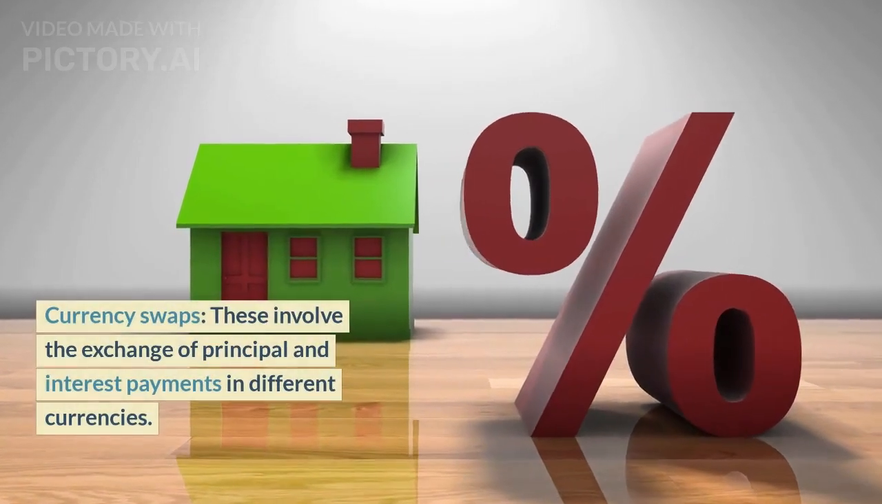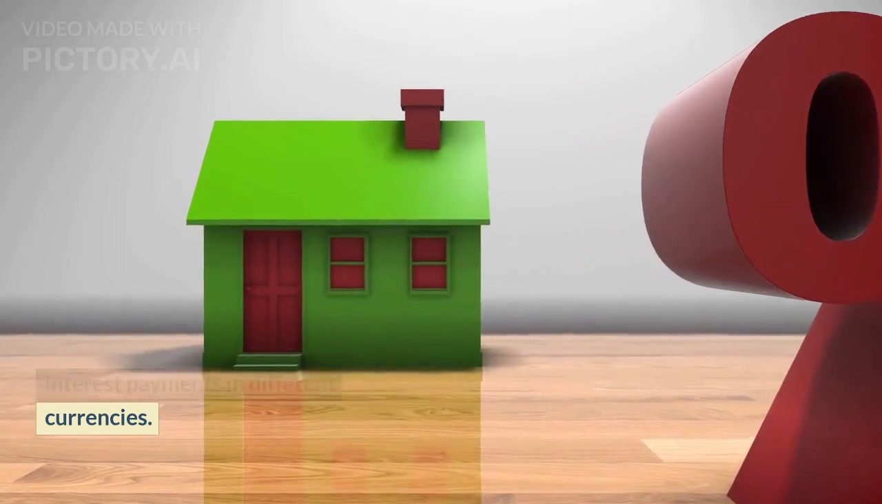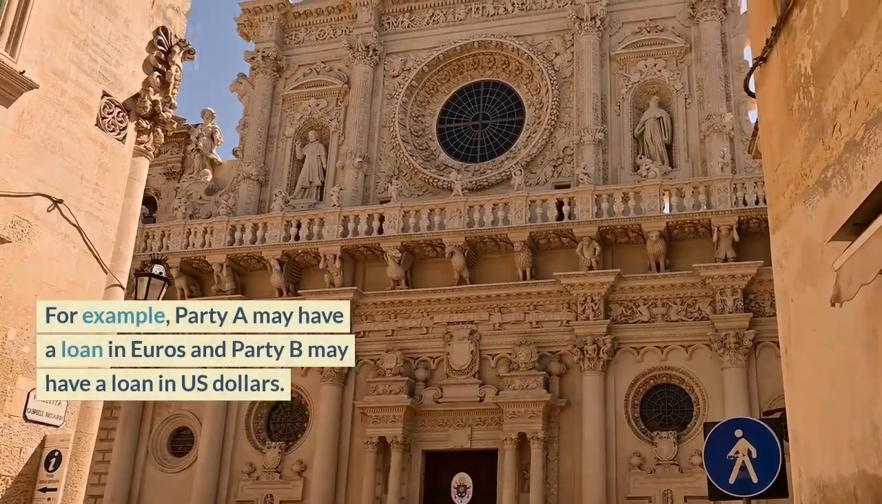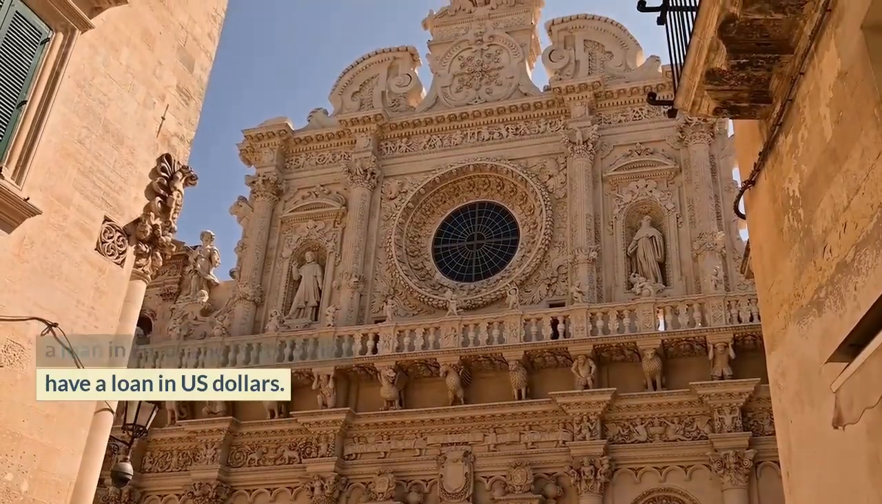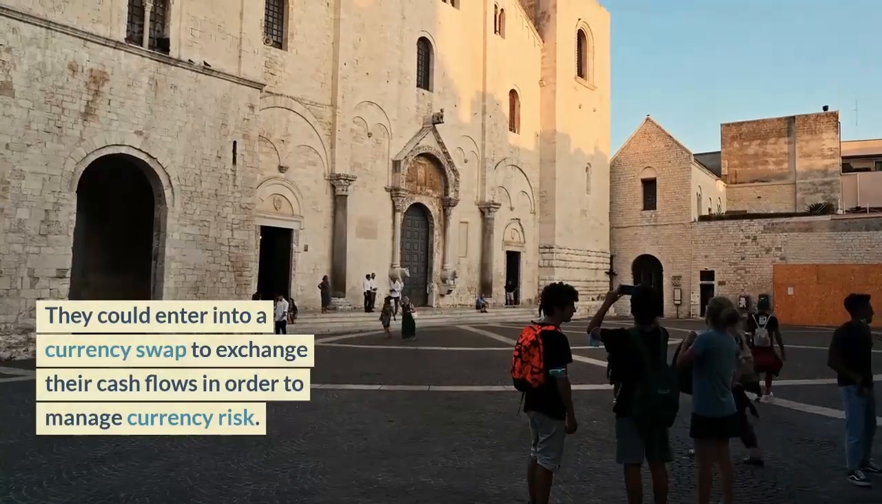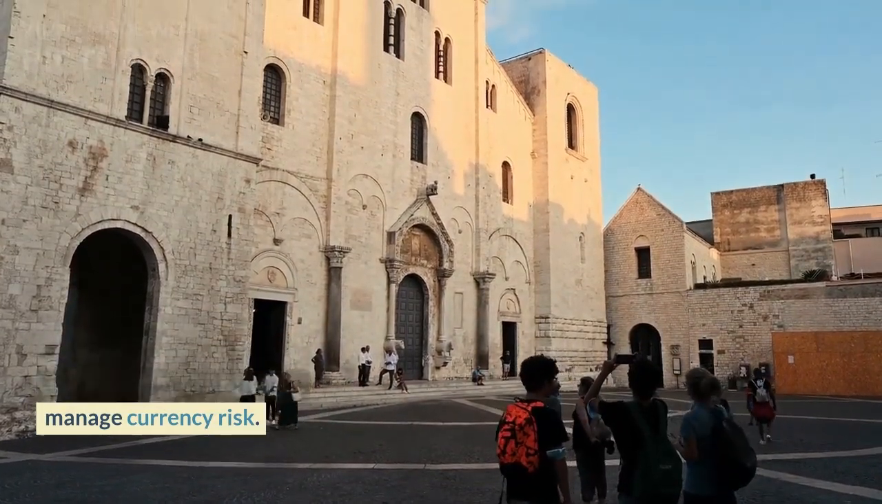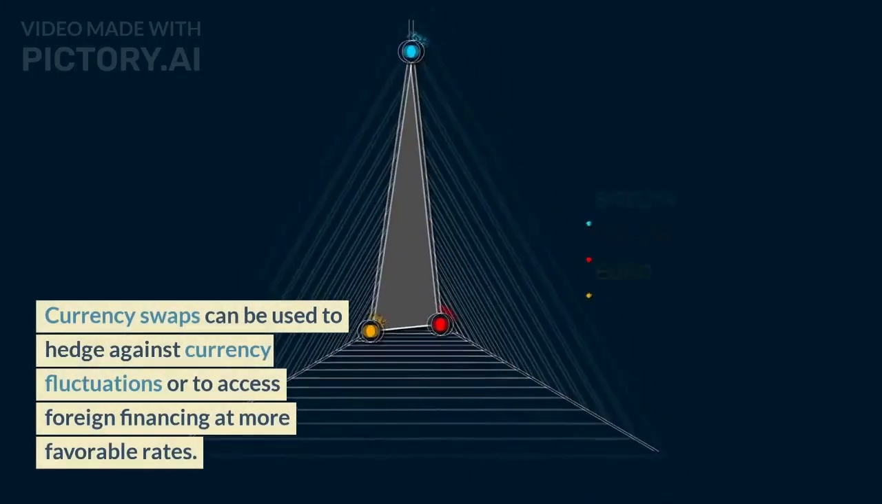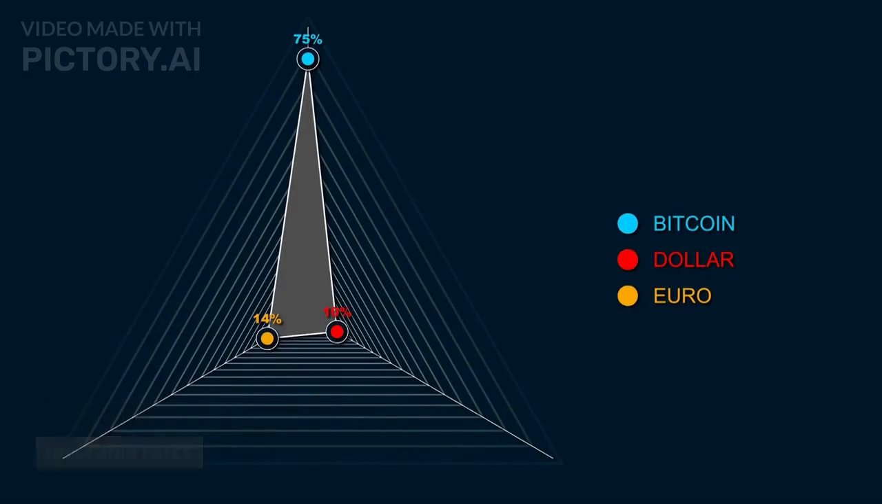Currency swaps. These involve the exchange of principal and interest payments in different currencies. For example, Party A may have a loan in euros and Party B may have a loan in US dollars. They could enter into a currency swap to exchange their cash flows in order to manage currency risk. Currency swaps can be used to hedge against currency fluctuations or to access foreign financing at more favorable rates.